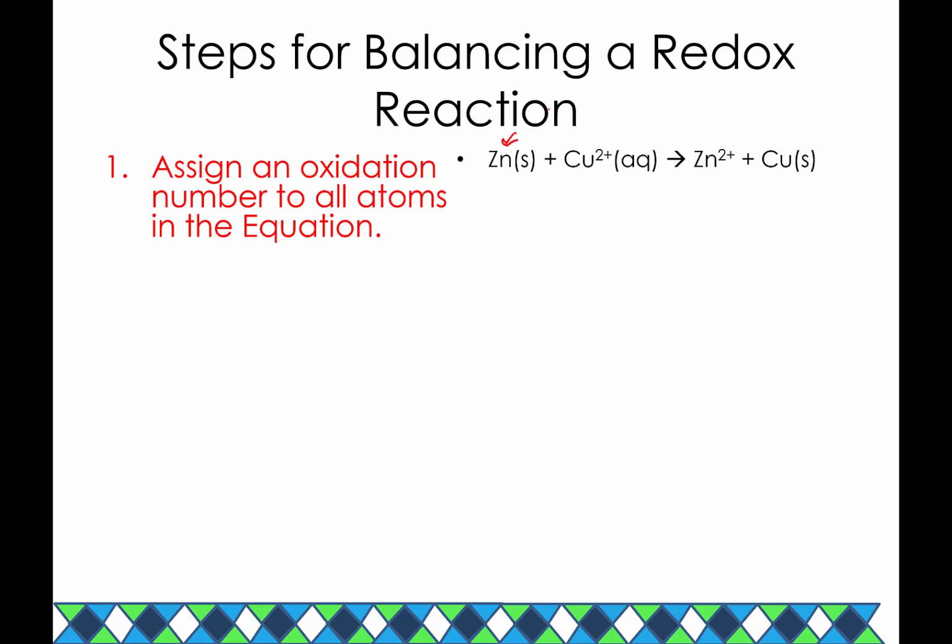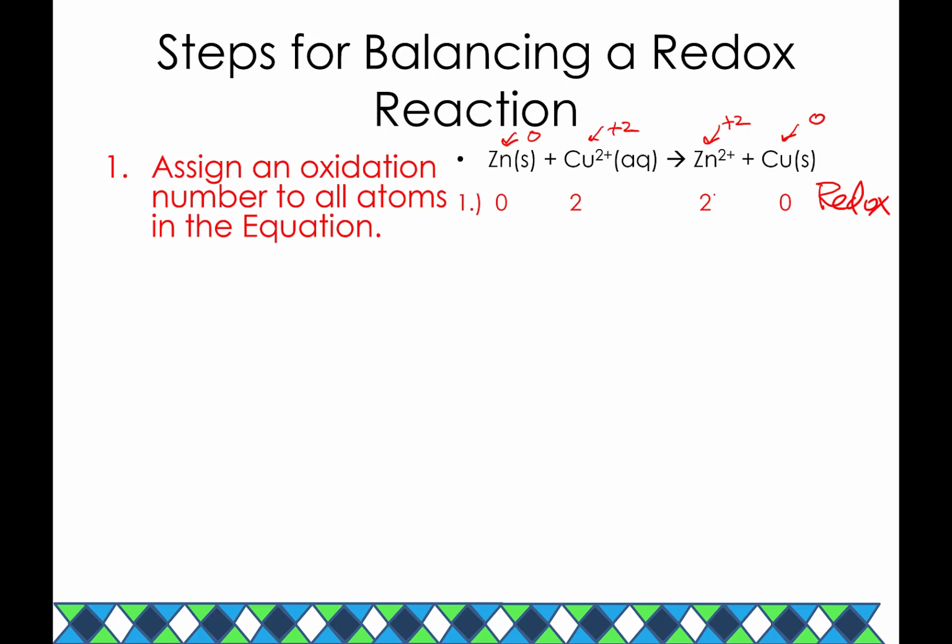Zinc is in its elemental form, so it's going to be 0. Copper 2+ is the monoatomic ion, so it's going to be +2. Zinc is +2. Again, it's a monoatomic ion. Copper is 0. So this is very simple oxidation numbers for this first example. And because we have a change in oxidation number, we know that this is, in fact, a redox reaction.